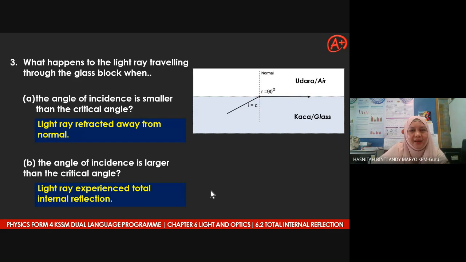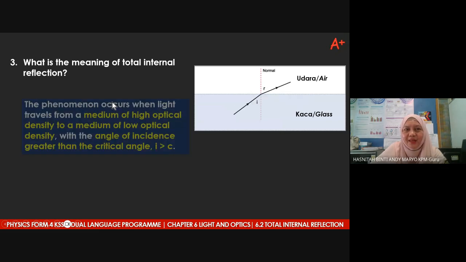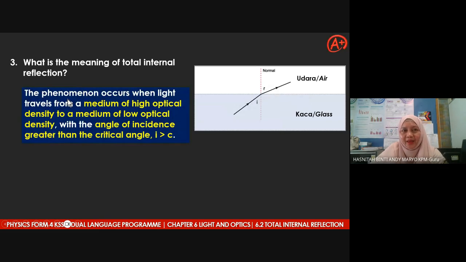Next, students, this is the definition for total internal reflection. What is total internal reflection? It is a phenomenon. You may write this. The phenomenon occurs when light travels from a medium of high optical density, in this case glass, to a medium of low optical density, which is air, with the angle of incidence greater than the critical angle, i greater than C.